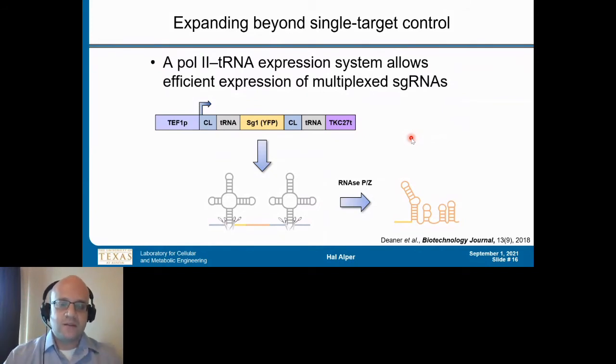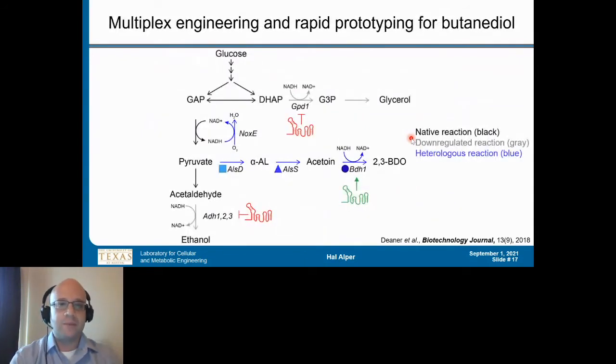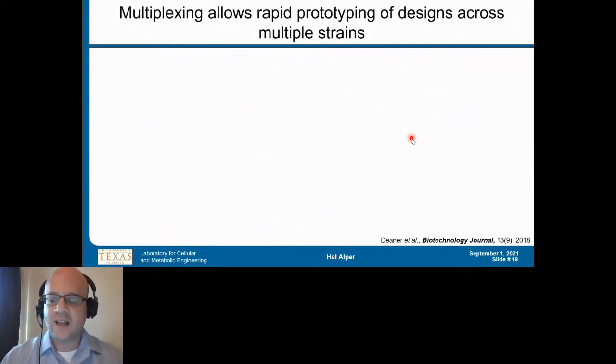But really, this allows us to multiplex these guide RNAs. And when we're able to do that, we can actually rapidly prototype cells. We've been able to, for example, look at 5 different changes at the same time in yeast to rewire this for the production of 2,3-butanediol, very rapidly combining both knockdowns and overexpressions in that pathway. And when we do that, we can see that this design is portable.